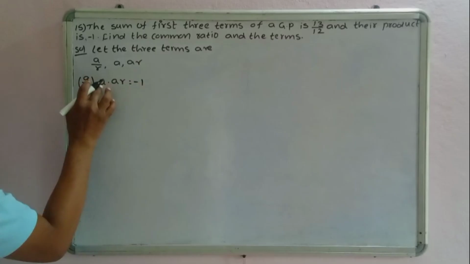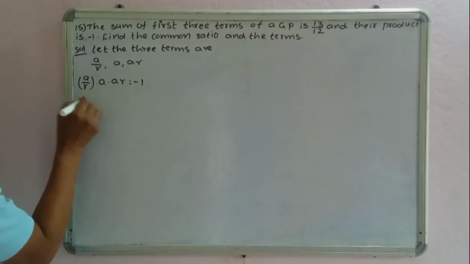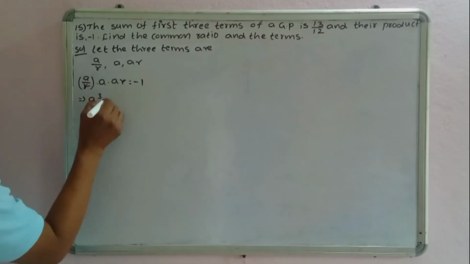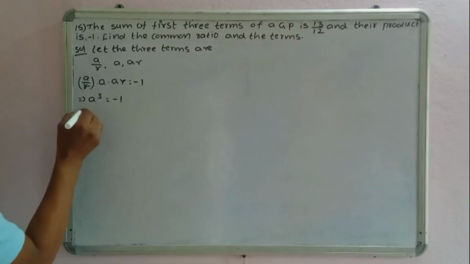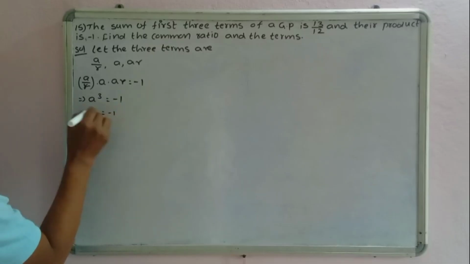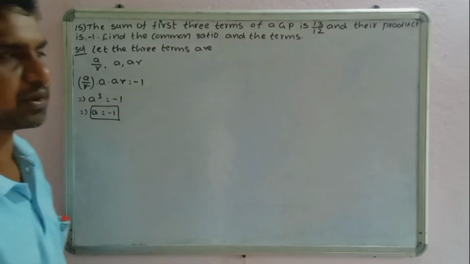Now a into a into a is a cube. The r gets cancelled. a cube equals -1. So a value is also -1. a cube equal to -1 means a is also -1.